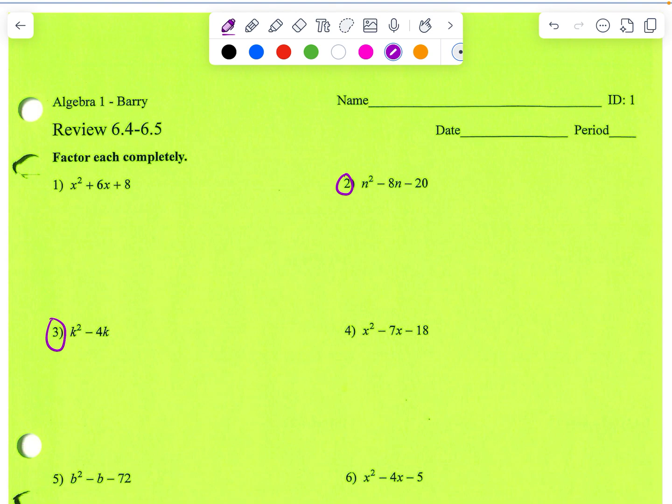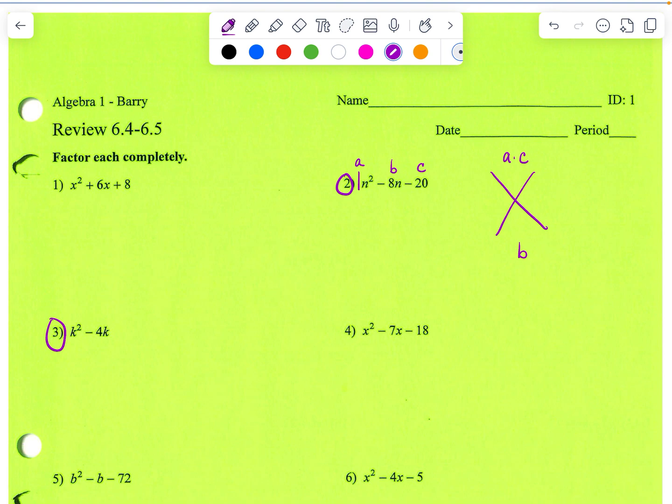So if we look at number 2, we're going to make the x. Remember, all of the problems on this worksheet, you're going to start by making the x. And at the top of the x, we put a times c, and at the bottom of the x, we put b. Remember that a is the number in front of the squared variable, so if you don't see it, it's a 1. So in problem number 2, a is 1, b is -8, and c is -20.